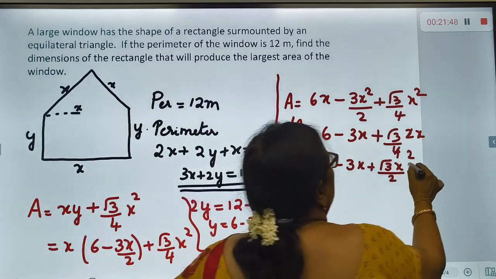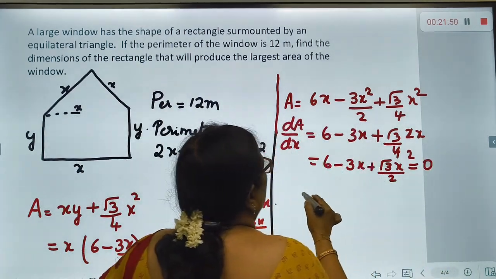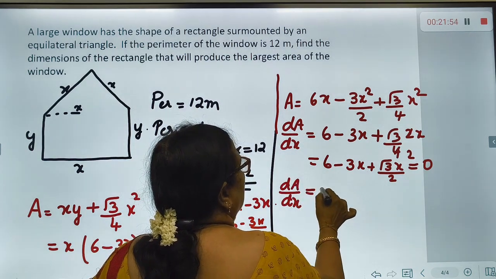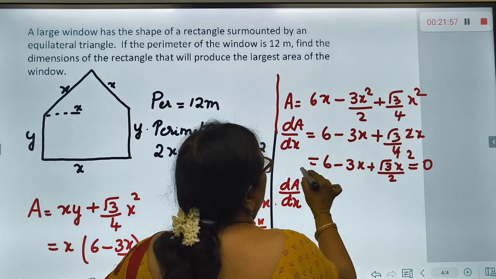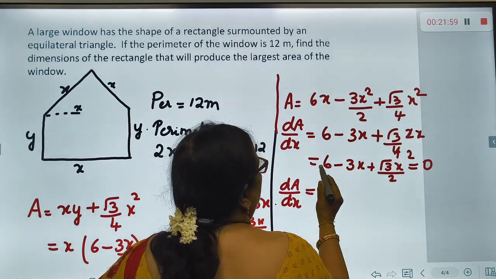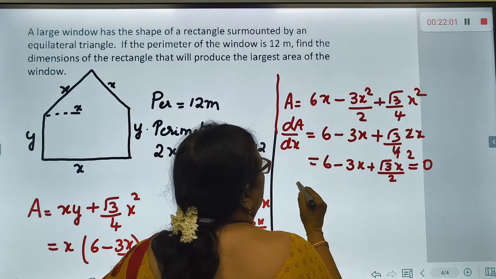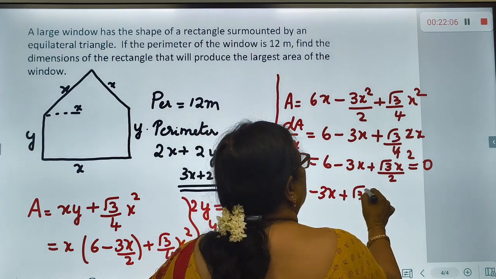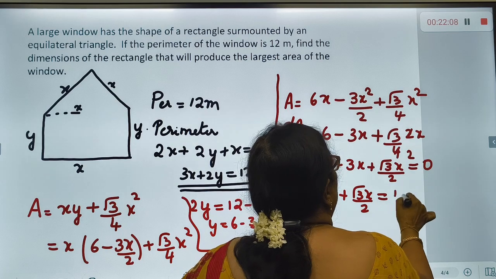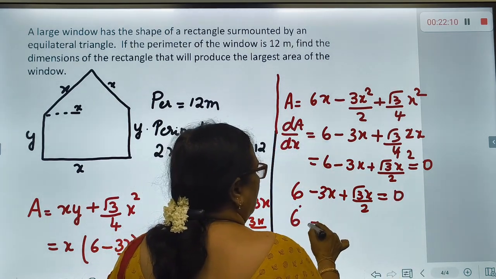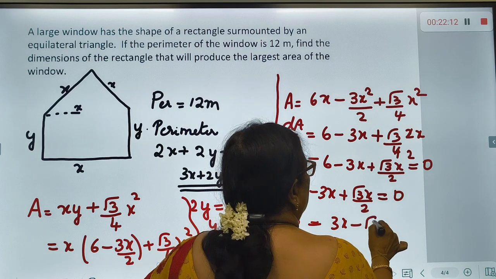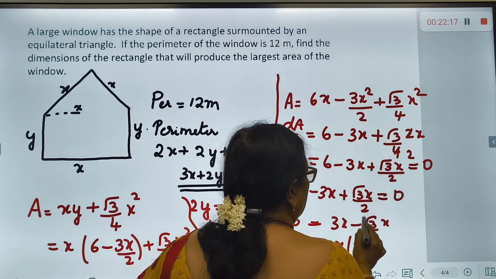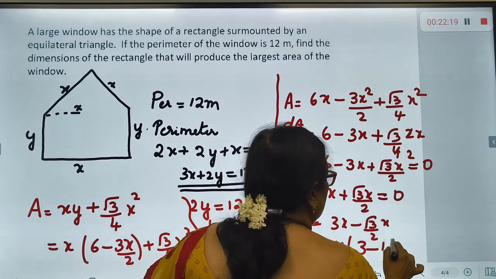Okay, now equate it to 0. So you will get dA by dx is equal to minus 3. So if I equate it to 0, so what will I get? 6 minus 3x plus root 3x by 2 equal to 0. 6 equal to 3x minus root 3 by 2x, which is x into 3 minus root 3 by 2.